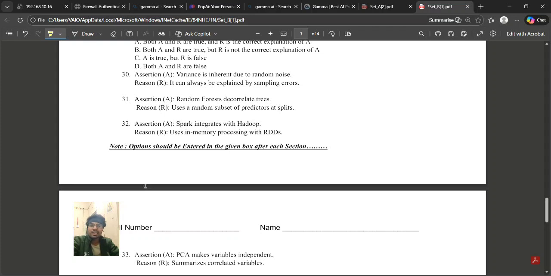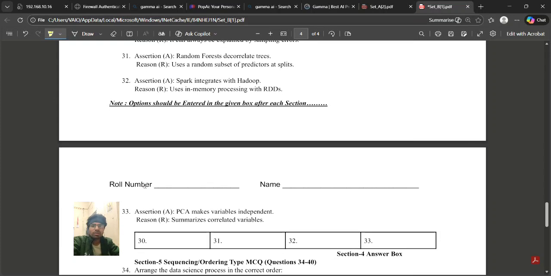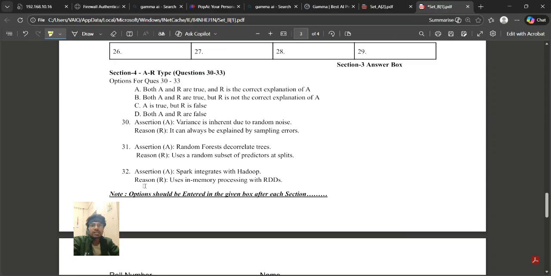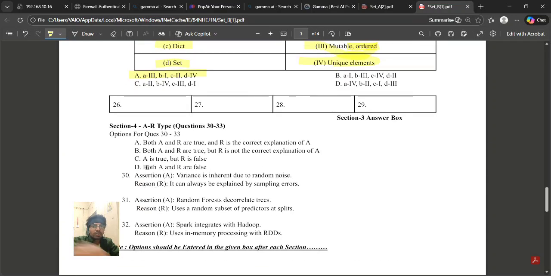But the reason is false. Variance cannot always be explained by a sampling error. There are other sources like measurement error, natural variability. So A is true but R is false. So our answer is C.